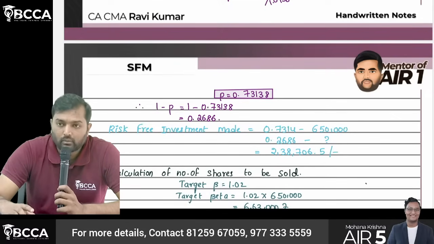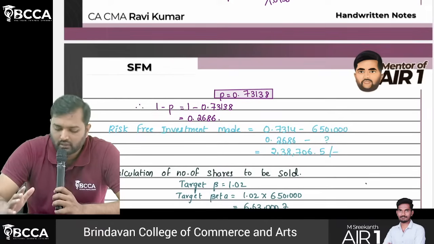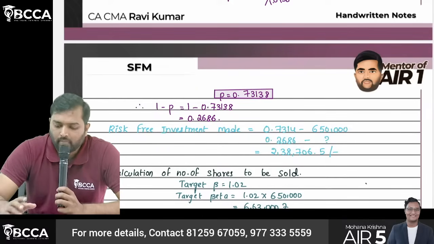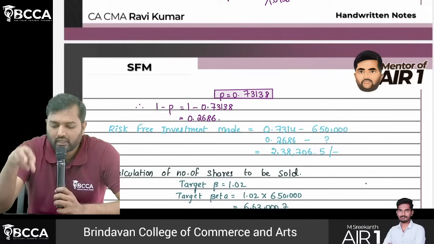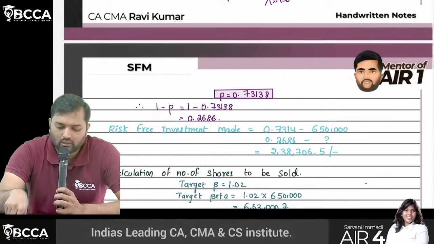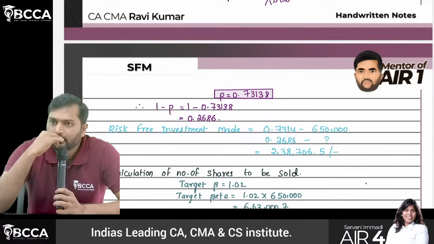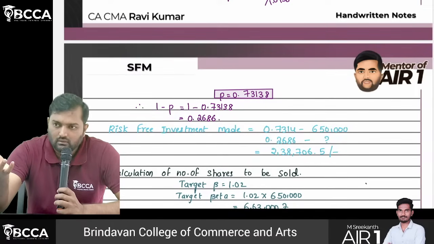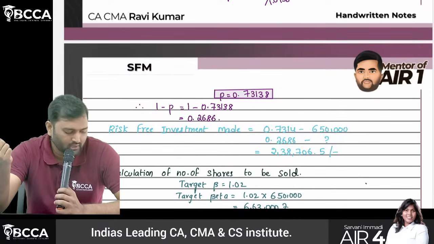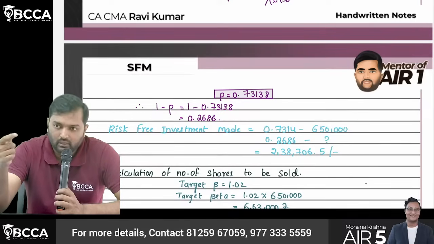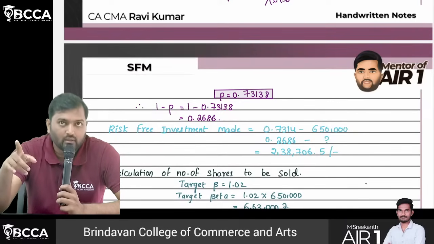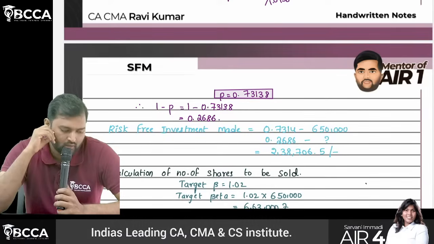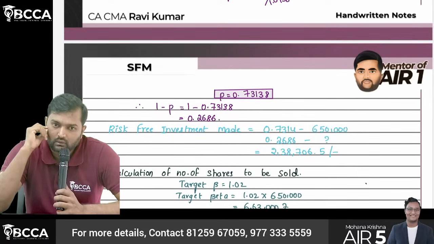So what is the risk-free investment to be made? We are adding the amount. Already we have a 6,50,000 investment. This 6,50,000 is equal to what? 0.7314. Okay, what is the proportion of risk-free security? 0.2686. Okay, for 0.7314, 6,50,000 is the amount. So for 0.2686, what is the amount? 2,38,706.5. Clear? Done.